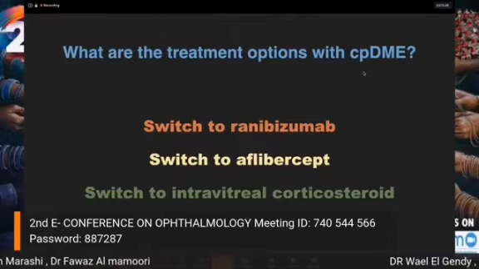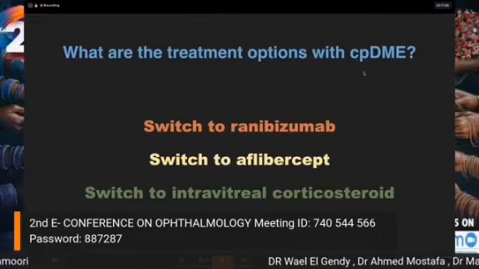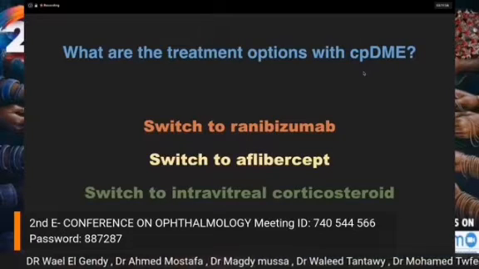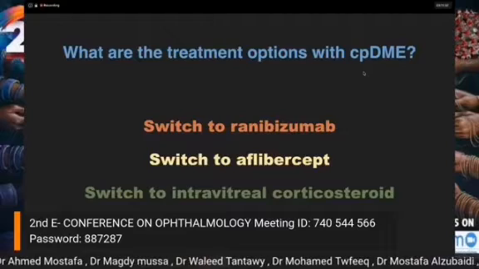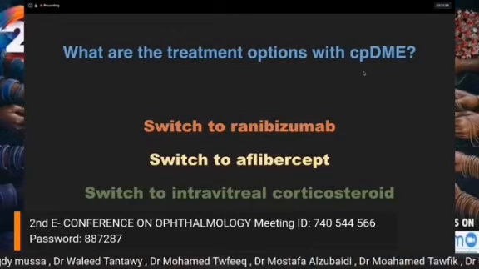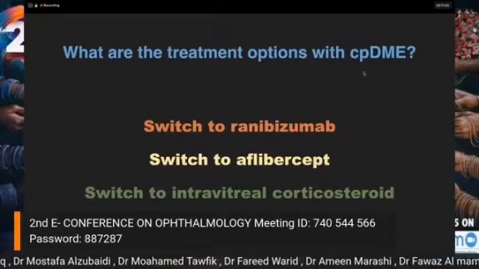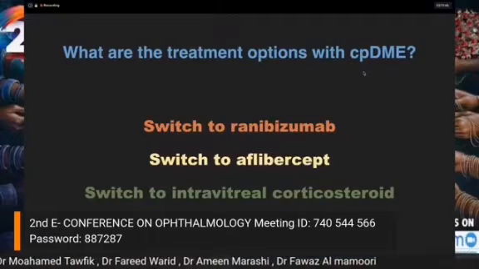So responder or non-responder has to be defined by central macular thickness. Non-responder, 10% or less is non-responder. More than 10%, they are responders. And there is another category, good responder or moderate responder. This has to be put in mind. This is the real life practice.